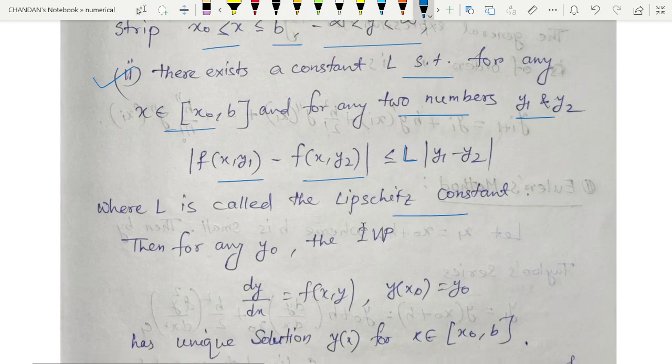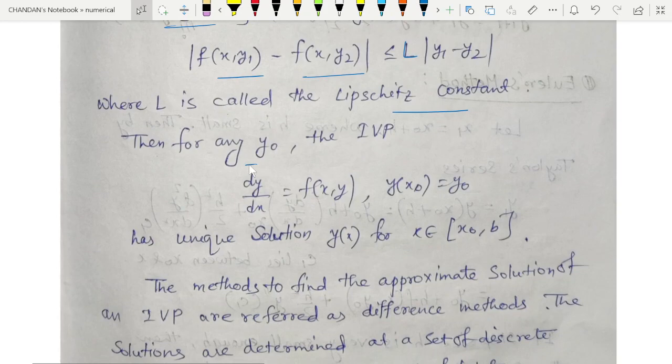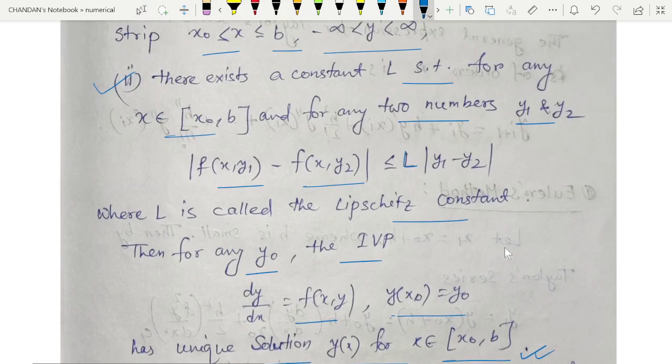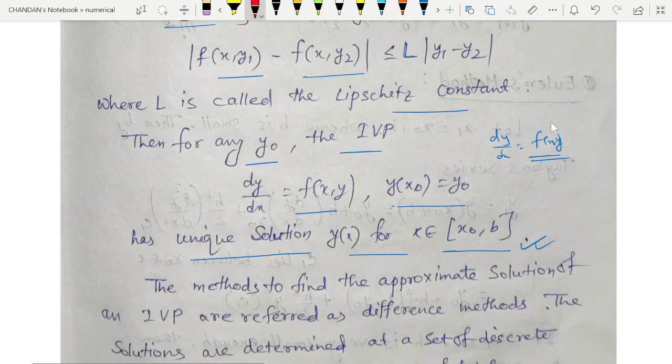Then for every y0, the IVP dy/dx = f(x,y), y(x0) = y0 has a unique solution y(x) for x belonging to [x0, b]. So this is basically the theorem, you all know this theorem. If dy/dx = f(x,y) is given and f(x,y) satisfies the Lipschitz condition, then we know that this differential equation y'(x) = f(x,y) gives the unique solution.